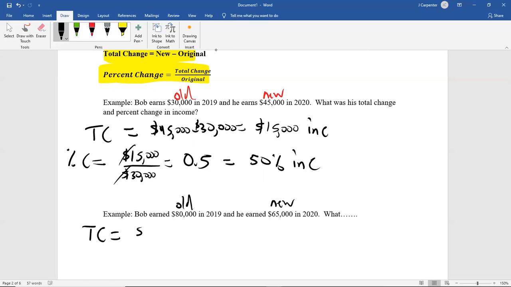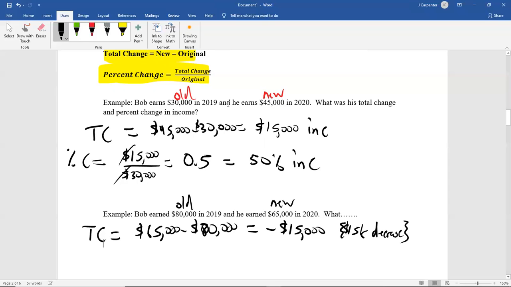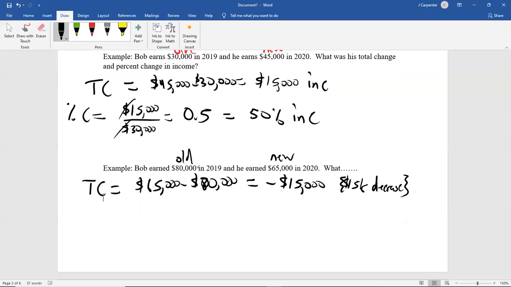So new minus old is 65K minus 80K. In your own math, you could literally write 65K minus 80K, and you get negative 15K, which is the same as negative $15,000. So that would be a $15,000 decrease. He made $15,000 less in 2020 for some reason that we didn't discuss.